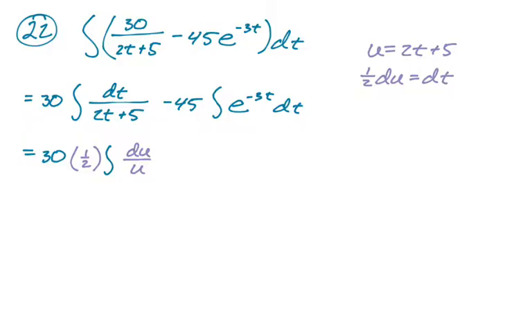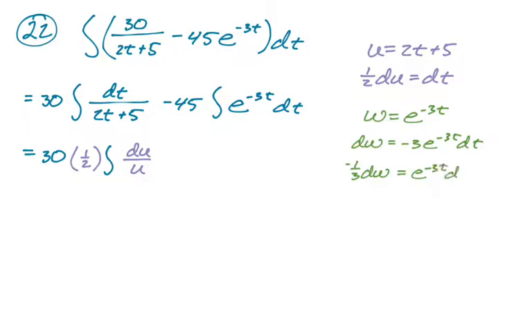That's definitely natural log. And because we've done a bunch of them, it looks like natural log. For the next one, I'm going to let w equal e to the negative 3t. So dw is, by the chain rule, negative 3e to the negative 3t dt, which means negative 1/3 dw is e to the negative 3t dt. And we're ready to make substitutions, right?